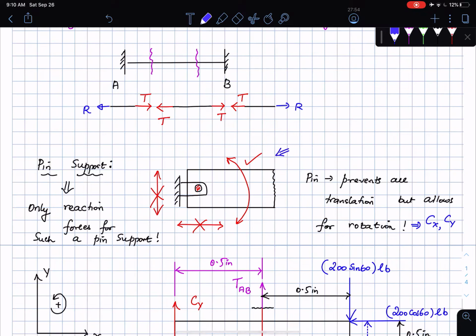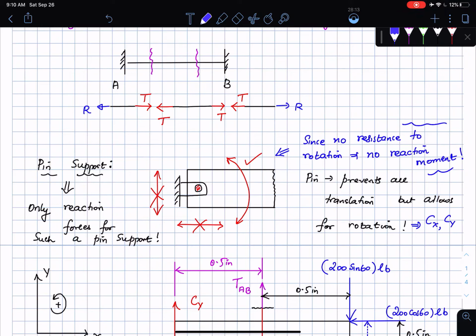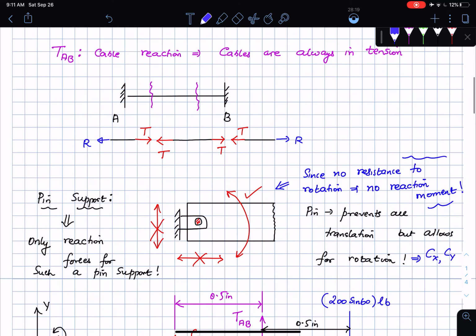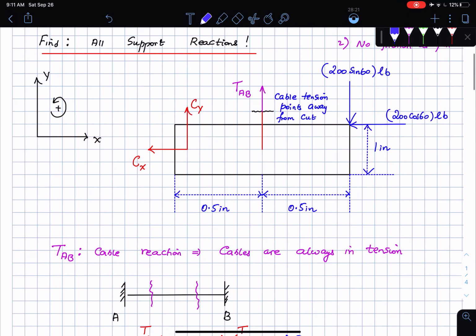So since there is no resistance to rotation, no reaction moment. You see, it is as simple as that. But there is some resistance to translation, right? The pin does not let me move horizontally or vertically, which means I'm going to have support reactions in those directions, and that's exactly what I have here in the form of Cx and Cy.